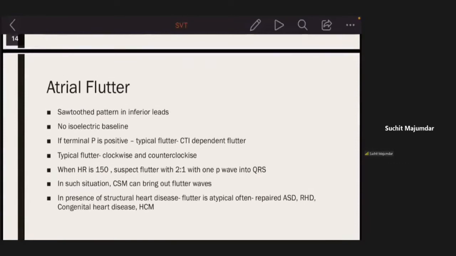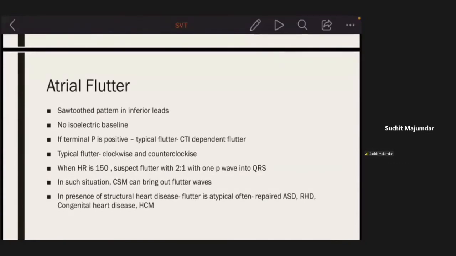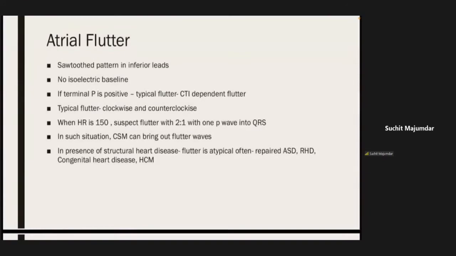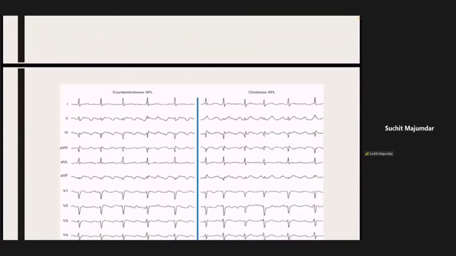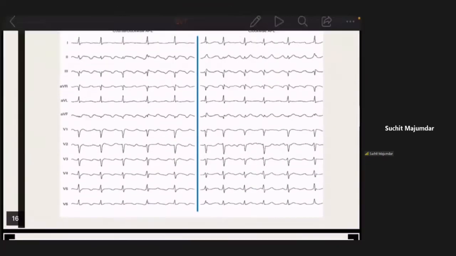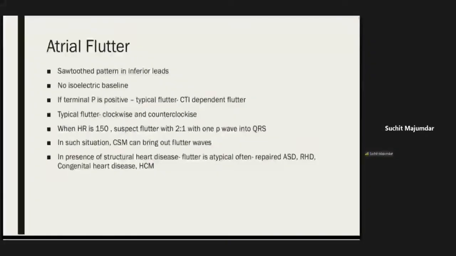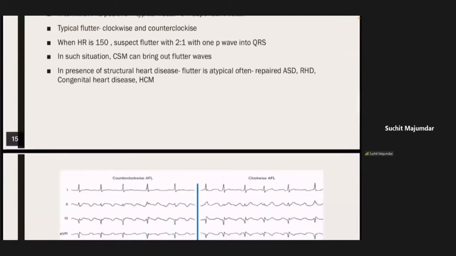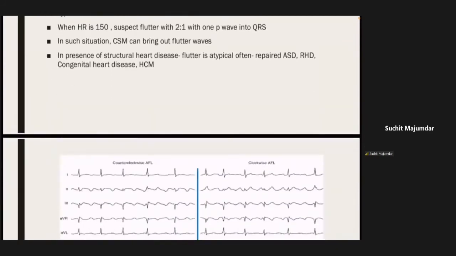So a sawtooth pattern looks like a typical flutter, and whenever you find a supraventricular tachycardia and the heart rate is always 150, please think it can be an atrial flutter with 2:1 conduction. You can prove this by giving a simple carotid massage or adenosine to the patient to bring out the flutter waves and clinch the diagnosis. If you have a structural heart disease, maybe a repaired ASD, rheumatic heart disease, congenital heart disease, or HCM, in those circumstances atypical flutter is often common, and you have to be ready for that.